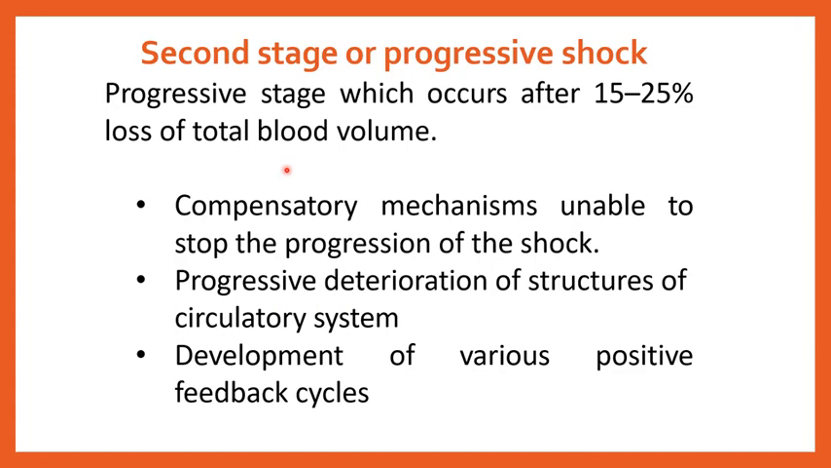The second stage, or progressive stage, of shock occurs when there is a 15 to 25% loss of total blood volume. Here the compensatory mechanisms are unable to stop the progression of shock. So there will be progressive deterioration of structures of the circulatory system, and there will be development of various positive feedback cycles. You know the positive feedback cycles from your starting class, that is homeostasis.